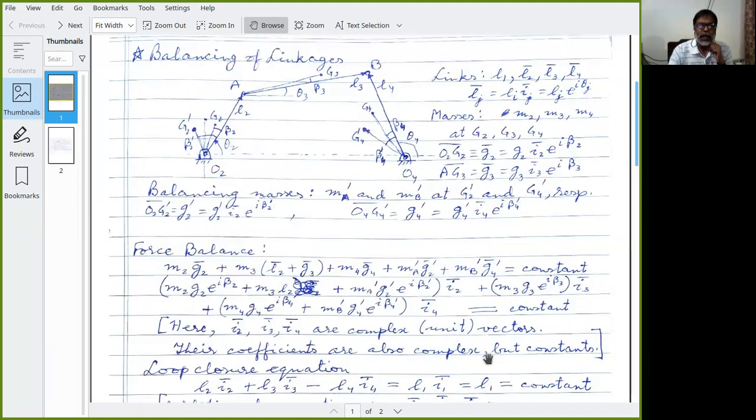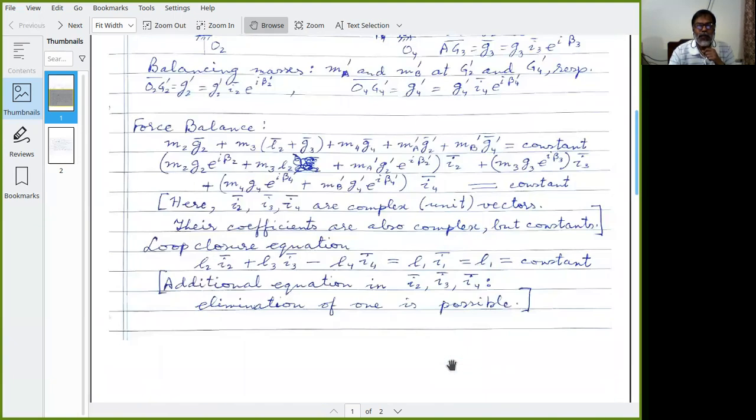So when you do that, then what will you do? The rest of it, when you organize, then this will get distributed as something into I2, something into I4, and some constant complex number. So that constant complex number can be taken on the other side with the other constant. So what will remain is some complex number into I2 plus some complex number into I4.